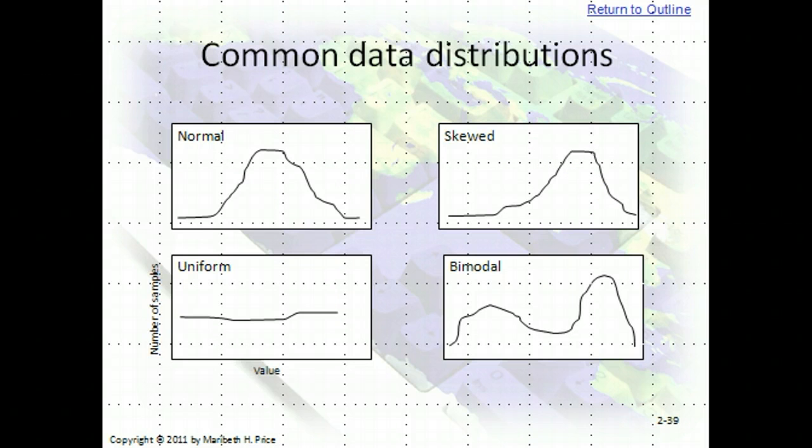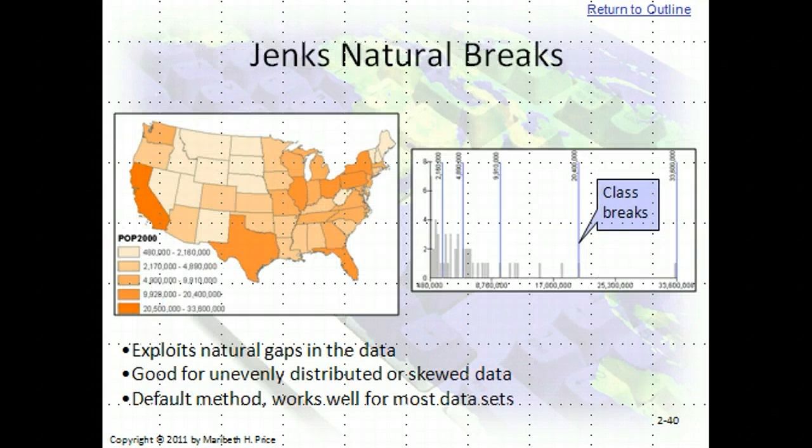Data can be distributed in different ways. It can be normally distributed, uniformly distributed, skewed, or distributed in a bimodal fashion. Understanding how your data is distributed will help you in determining which classification will best suit your data.